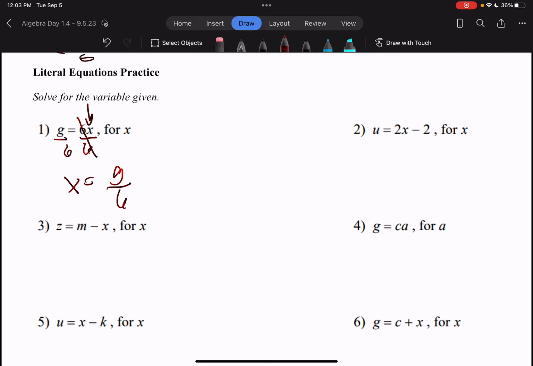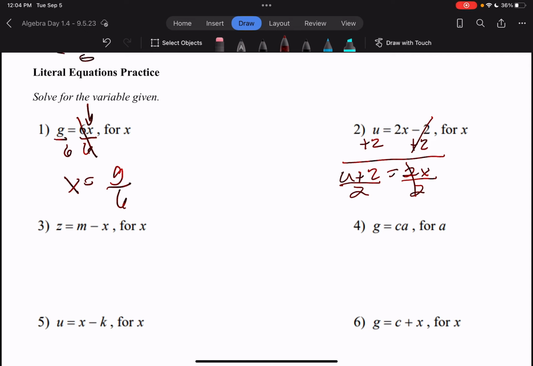Let me show you another example with 2. It says, again, we're solving for x. Well, first I want to get rid of this negative 2 on each side, so I'm going to add 2 to both sides. Negative 2 plus 2 is 0, so that cancels out. Now I have u plus 2 equals 2x. Well, I still need to solve for the x, so I'm going to divide both sides by 2, and we get x equals u plus 2 all over 2.